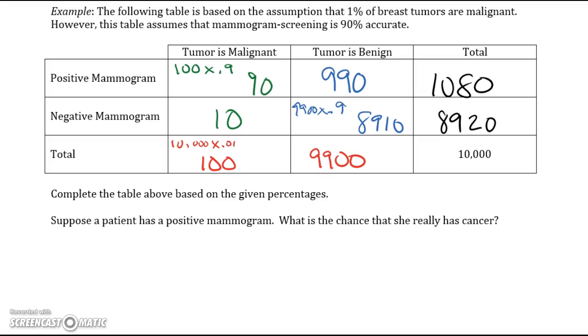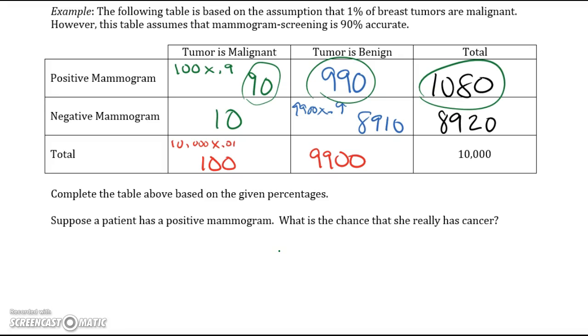For example, suppose a patient has a positive mammogram. What is the chance that she really has cancer? So what we need to look at here is those that had positive mammograms in our table. So we can see here that there was the 90, the 990, and in total 1,080. So the fact that it says suppose a patient has a positive mammogram, we only want to look at that row of the table. What we want to then determine is what's the chance that she really has cancer.